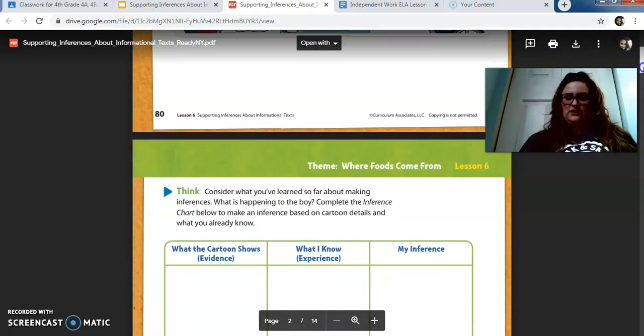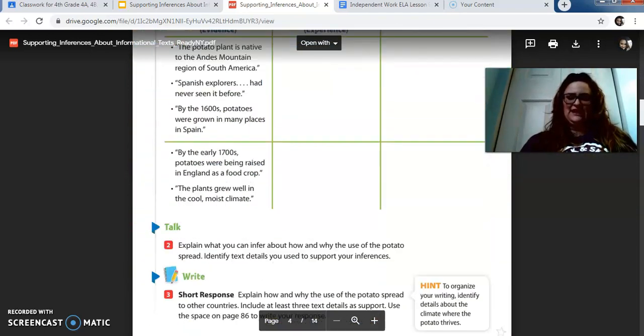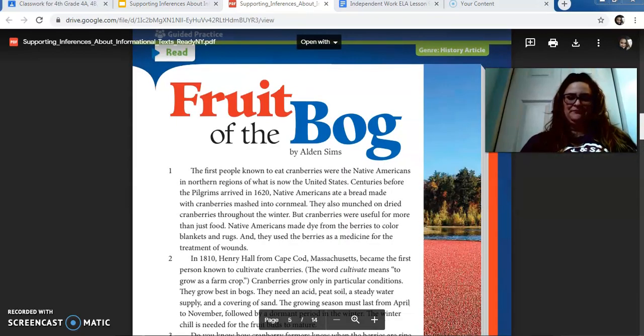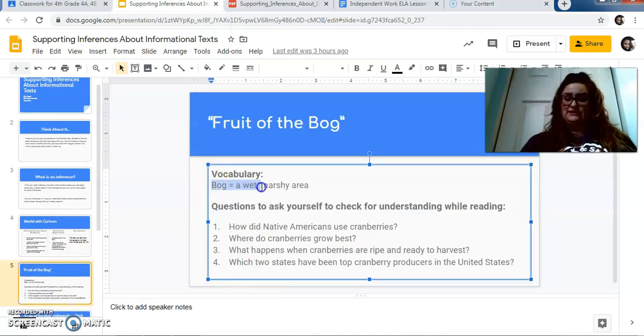However, you are not going to do the Travels of the Potato, because I know that we've probably done that already in class. You are going to read, when it pops up, The Fruit of the Bog. So important things to know: bog itself, the word, is a wet, marshy area. So as you read this, questions to ask yourself, besides just the inference questions: How did Native Americans use cranberries? Where do cranberries grow best? What happens when cranberries are ripe and ready to harvest? And which two states have been top cranberry producers in the United States?